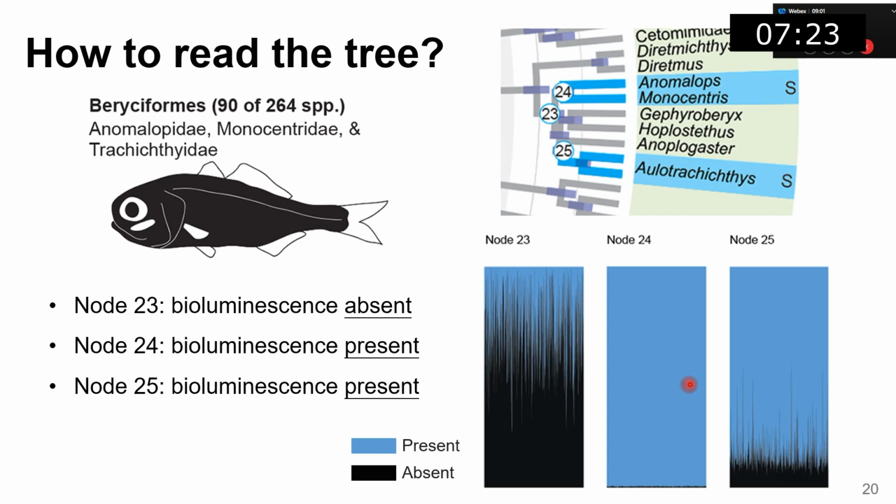The last one, we can see node 23. If the bar is more black, it means that bioluminescence is absent in this ancestor. And like node 24, if the bar shows more blue, it means that bioluminescence is present in this ancestor.